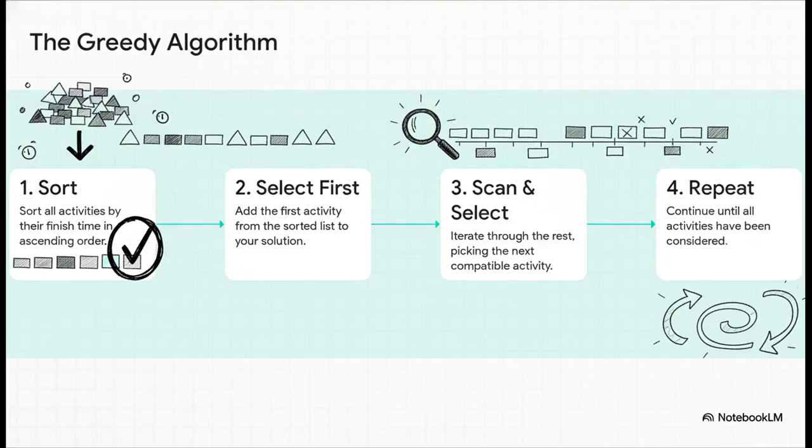So the algorithm itself is beautifully simple. First, you sort everything by when it finishes. Then, you just automatically pick the very first activity on that sorted list. In our example, that's activity B, which finishes at time 2. Great, it's on our schedule. Now, all we do is go down the rest of the list and find the very next activity that starts after time 2. Well, activity C starts at 3, so that works. We pick it. Now our room is busy until time 4. So we repeat the process. What's the next activity that starts at or after 4? That would be D, which starts at 5. And we just keep doing this until we run out of activities to check.